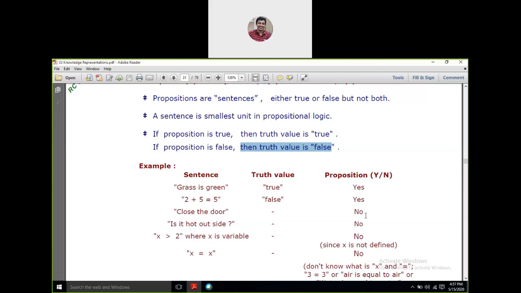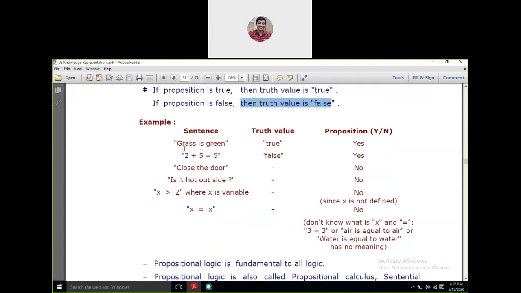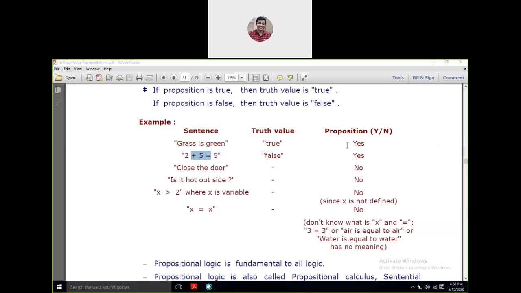Now here are certain examples, not mandatorily as in how they are supposed to go with their truth value or their propositional value, but still we are going through some of the examples of it. Like the grass is green. If it is seen to be green, obviously they are, so the truth value is true, and hence the proposition is yes. Now we do have something like 2 plus 5 is 5. It is obviously a false statement. That means its truth value is false, and hence the proposition that has been given is a yes, right?